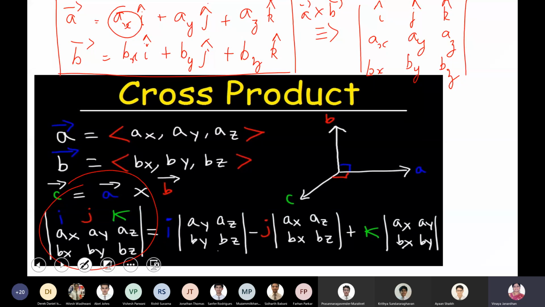See, the cross product A cross B vector is also a vector. So this vector C should be expressed in terms of I, J, and K cap. So how will I go for it? Are you clear, boys? The cross product of these two vectors is also a vector, so that vector C should be expressed in terms of I cap, J cap, and K cap.